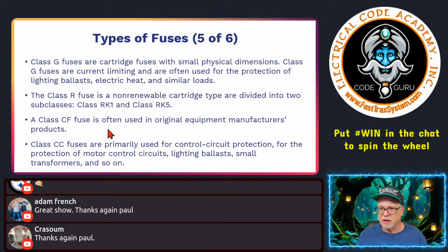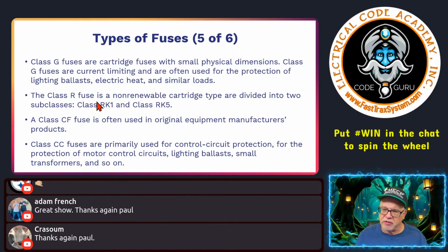That's all it is. All right, Class G are cartridge fuses with small physical dimensions. Class G fuses are current limiting and are often used for the protection of, okay, so these are very small. These are found in ballasts, electric heating circuits, and similar loads. Okay, so this sounds like the Class G is usually going to be provided by a manufacturer. It's probably going to be integral to certain things, right? And these fuses may or may not be supplemental protection, okay?